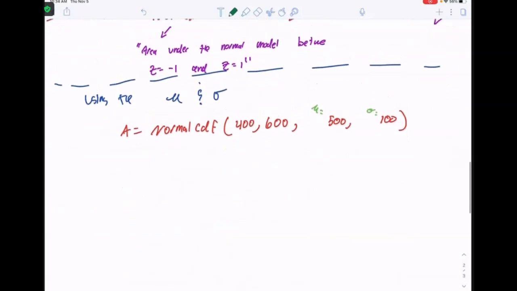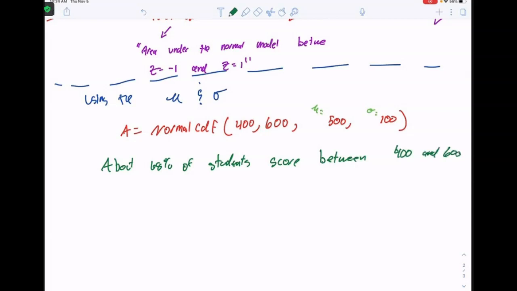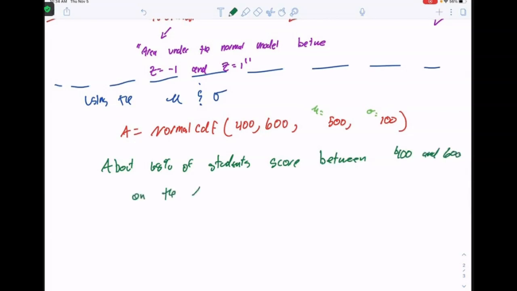All right, so about 68% of students score between 400 and 600 on the math SAT.